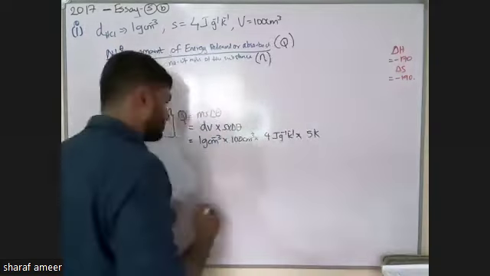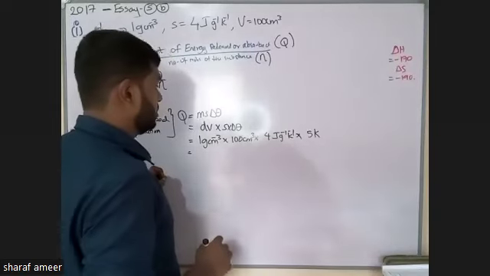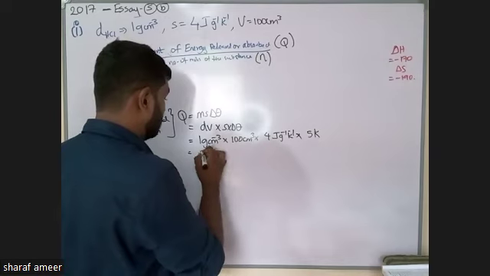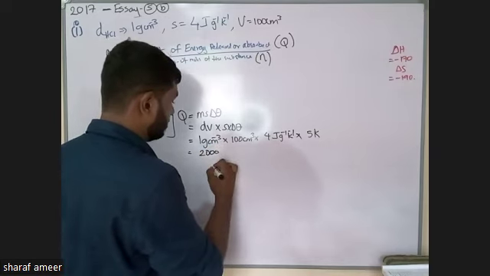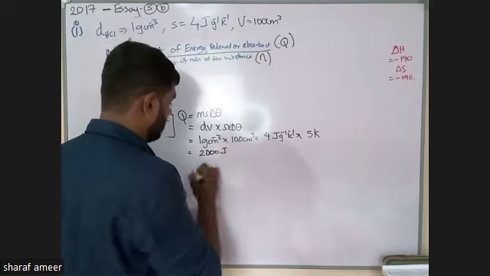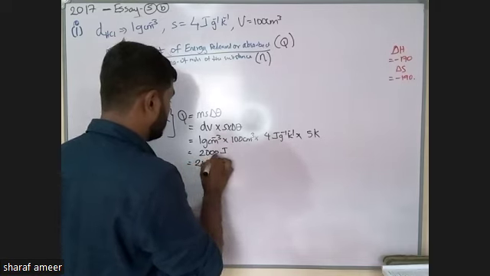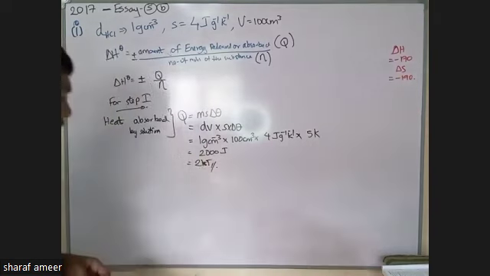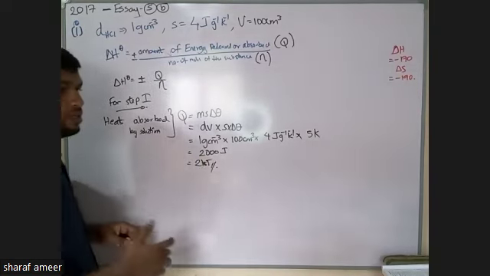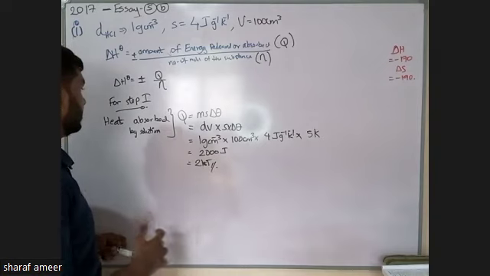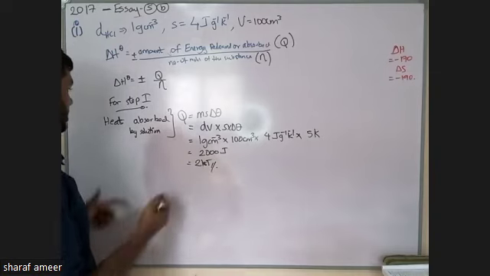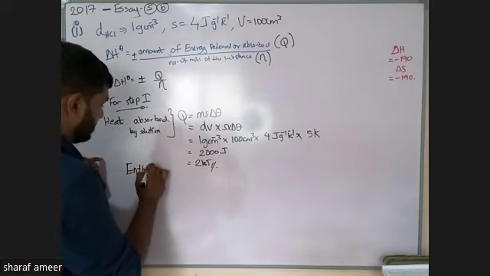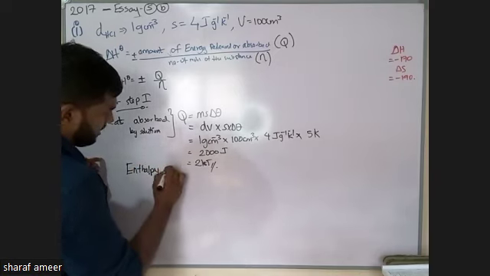Now see, the answer is 2000 joule. So this is equal to 2 kilojoules. So 2 kilojoules of heat will be absorbed by the solution here. Right? 2 kilojoules of heat will be absorbed by the solution. Now you can find out the enthalpy change.